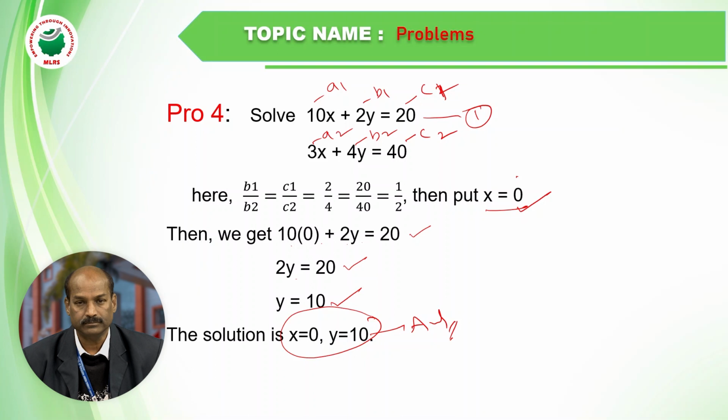So like that, we can solve any two equations in two unknowns. But the condition is in Sutra 1, the ratio of the coefficients of x must be equivalent to the ratio of the constants, or the ratio of the coefficients of y must be equivalent to the ratio of the constants C1 by C2. Then only this sutra is applicable. If these two cases are not possible, then we can't apply the sutra 1.